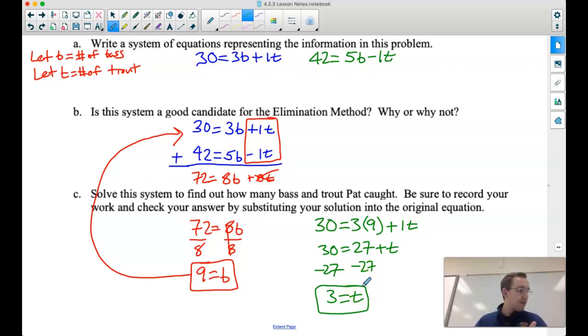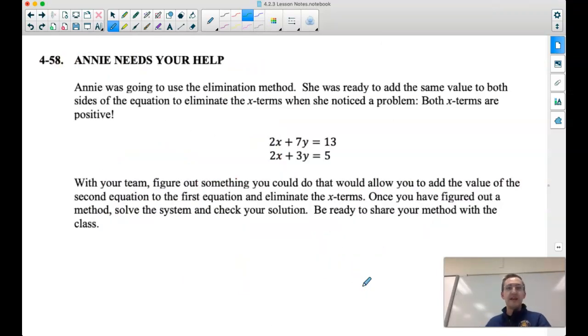One more thing we're going to talk about today in the video is number 58. We want to figure out if we can use the elimination method with this one. We've got 2x plus 7y is equal to 13, then 2x plus 7y is equal to 5. Again, we're looking for something that could help us cancel a term.